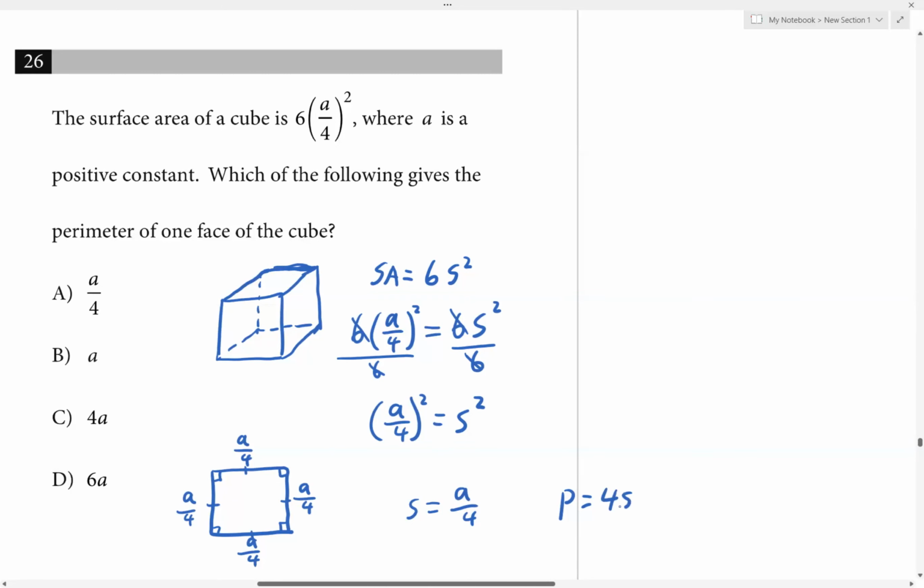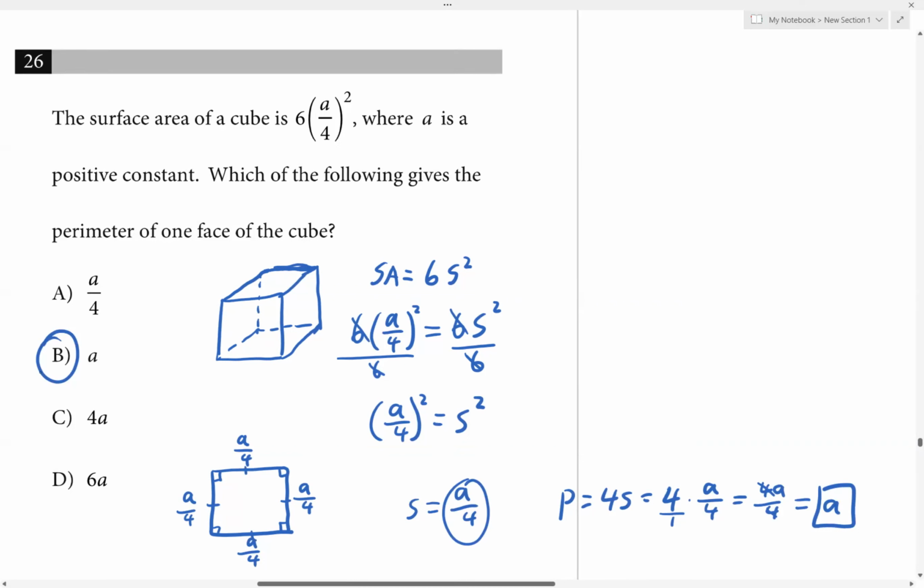So it'll be 4 times the side, and each side is actually a over 4. So it'll be 4 times a over 4, which is 4a over 4, because 4 is like 4 over 1. Multiplying the fractions together, we get 4a over 4, and the 4 will cancel, so we just get a left. So it's just equal to a, and that should be the perimeter of the face. So it's letter B for question 26.